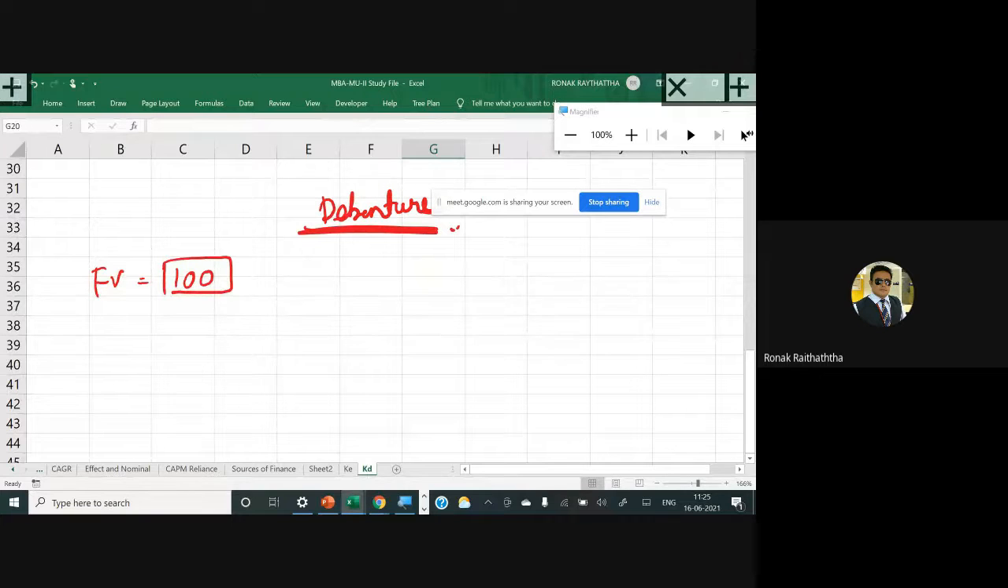They may issue the debentures at a discount too. Say they give a 5% discount on face value. So they are issuing it at 95 rupees. So there are various values, that is one point.